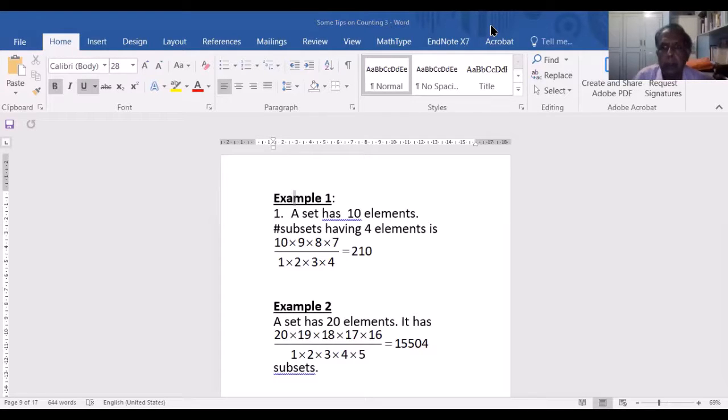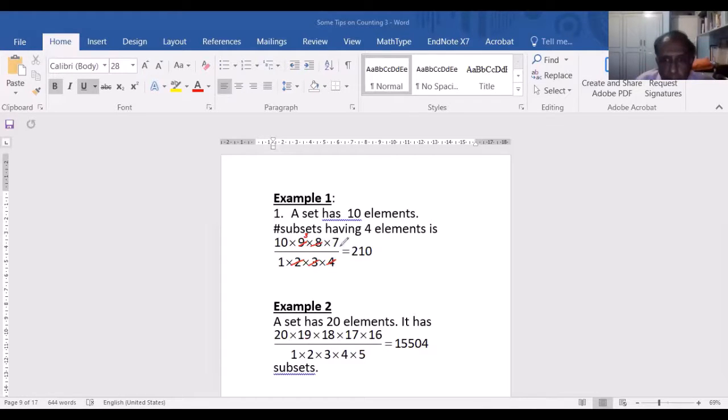So what I would do is, I'll say 4 times 2 is 8, I cancel, and 3 goes into 9 3 times, so it's 10 times 3 times 7, 3 times 7 is 21, 21 times 10 is 210. See, so there's a very easy way of calculating this.